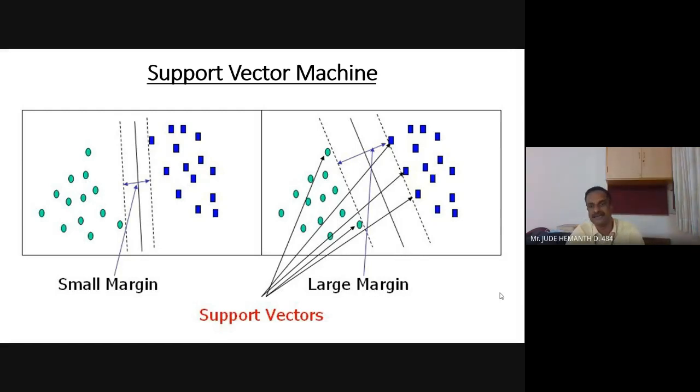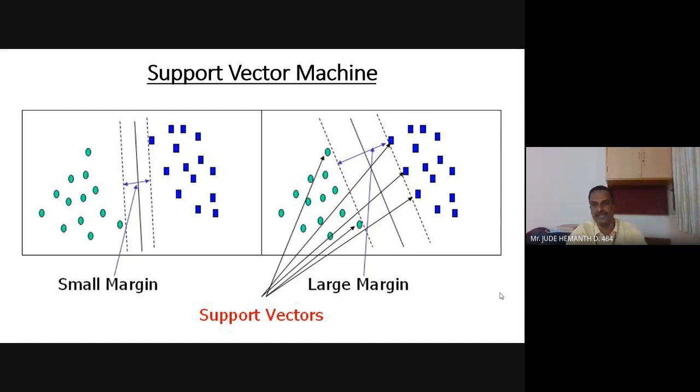But when you look at the diagram on the other side, you can find that the margin is a bit more. So the classification of the second set of data points is much better, much easier, and much more accurate than going for the first diagram. So that is called the margin.